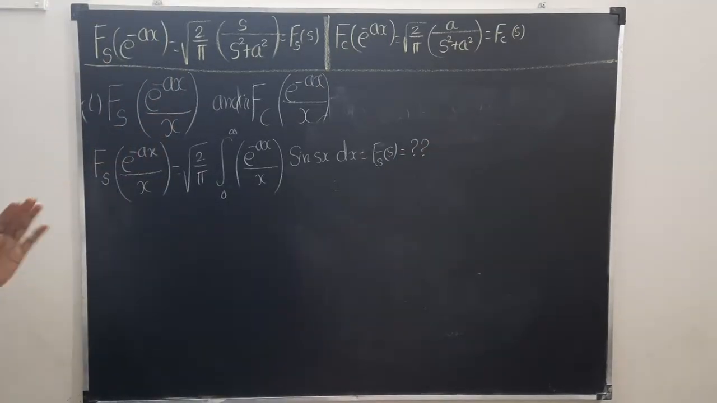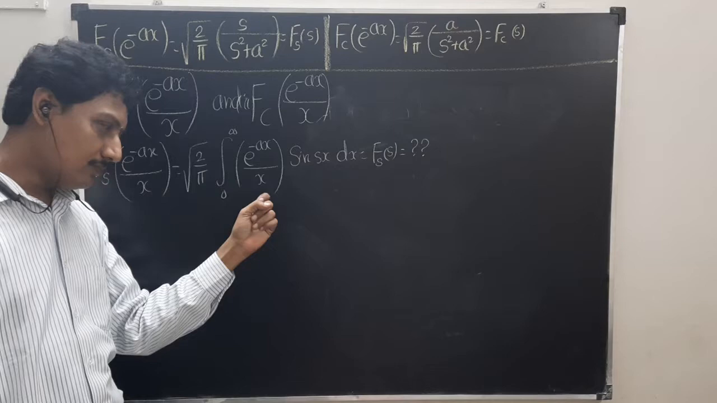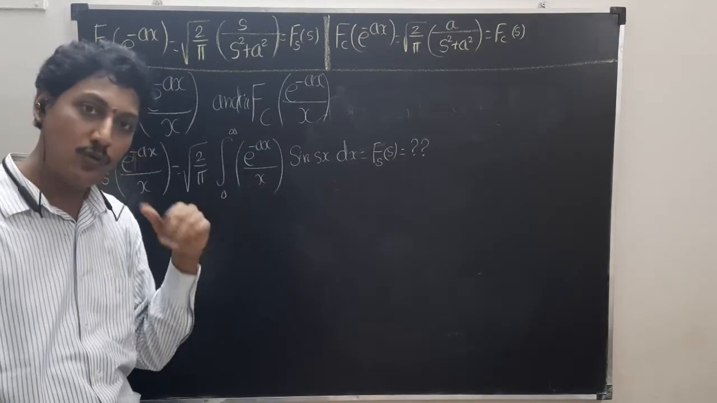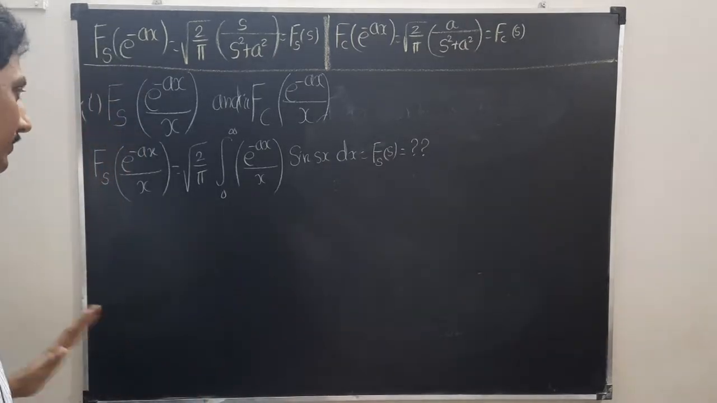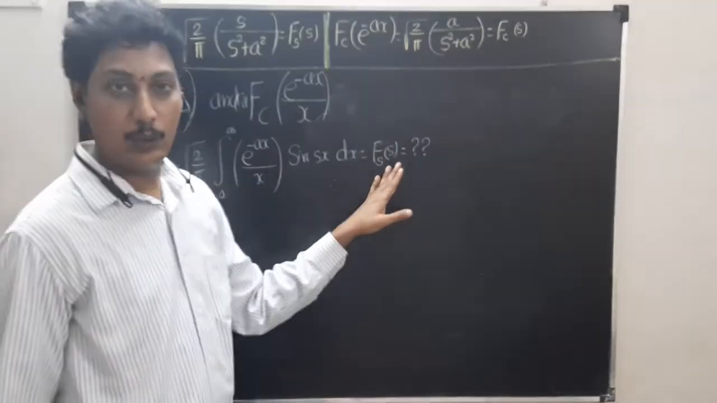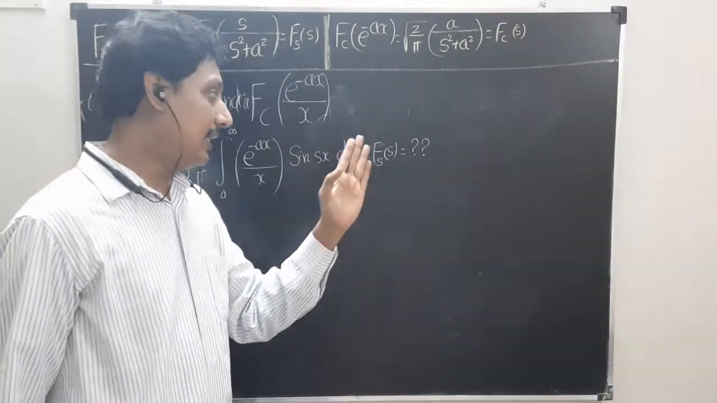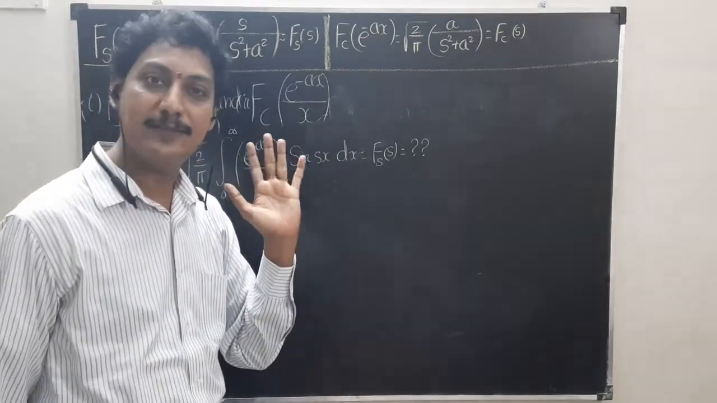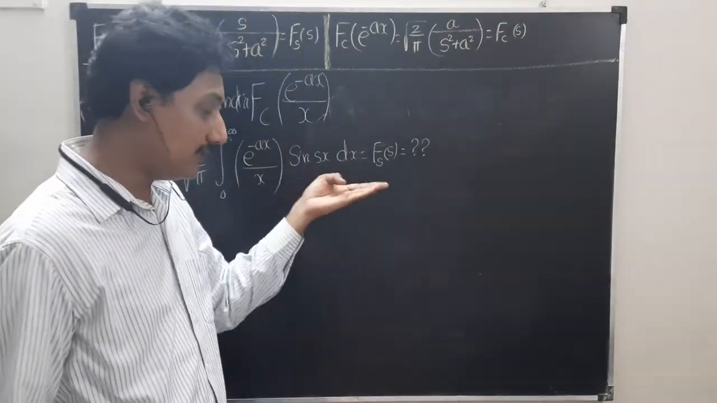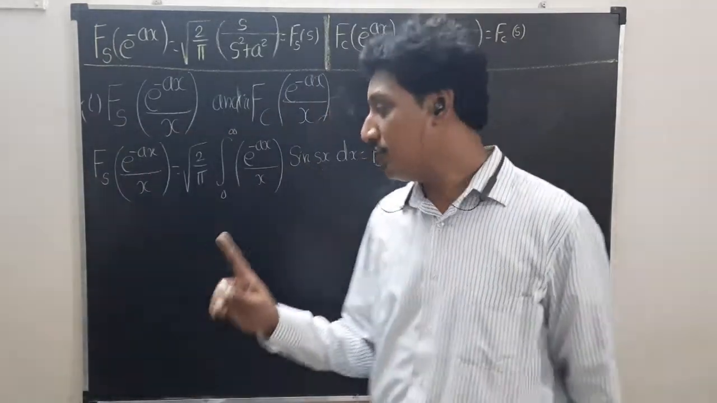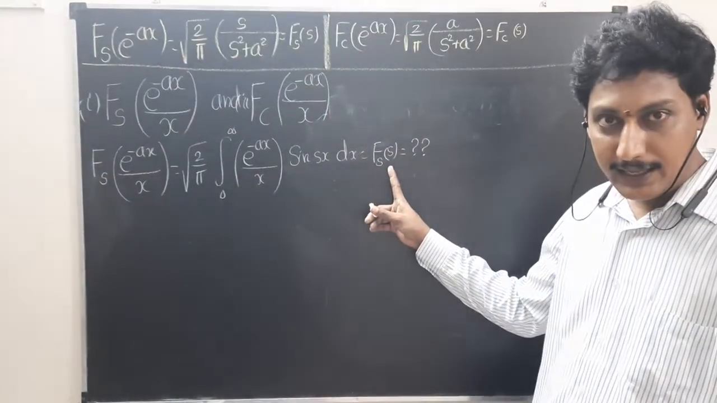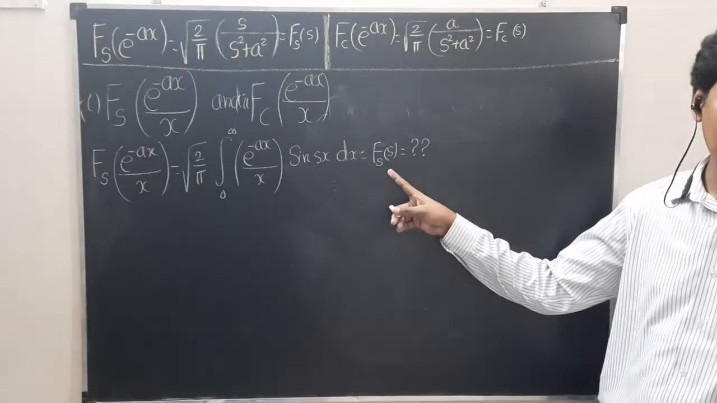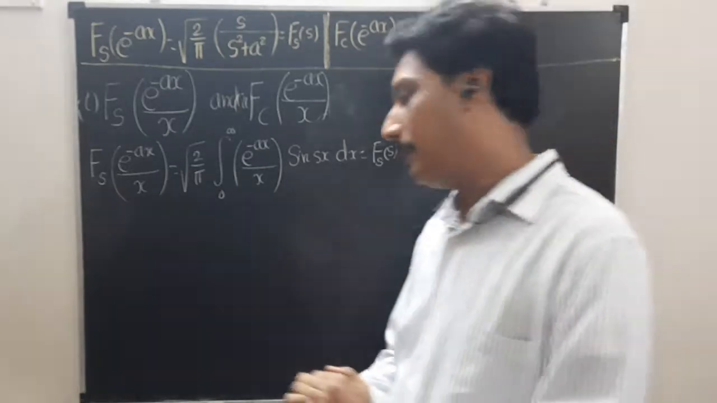But I do not want this x in the denominator. What would I like to do? A very simple concept. The output is a function of s, so I simply differentiate this with respect to s and then integrate with respect to s, and we get the answer. Once more, the concept behind this method is to differentiate with respect to s and integrate with respect to s to get the required answer. That is the ultimate aim of this problem.